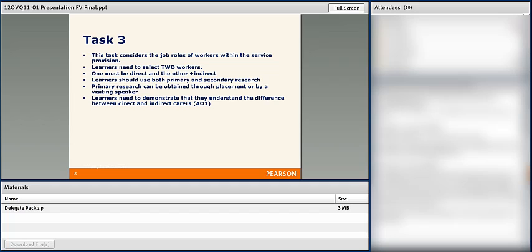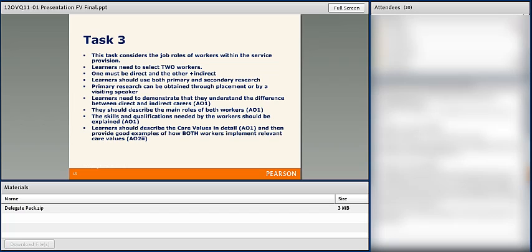They need to understand, as I said already, the difference between direct and indirect carers, and that provides evidence for AO1. They need to describe the main roles of both workers, and again that's evidence for AO1. They need to identify the skills and the qualifications needed by the workers, and they need to explain those, so that's skills and qualifications.